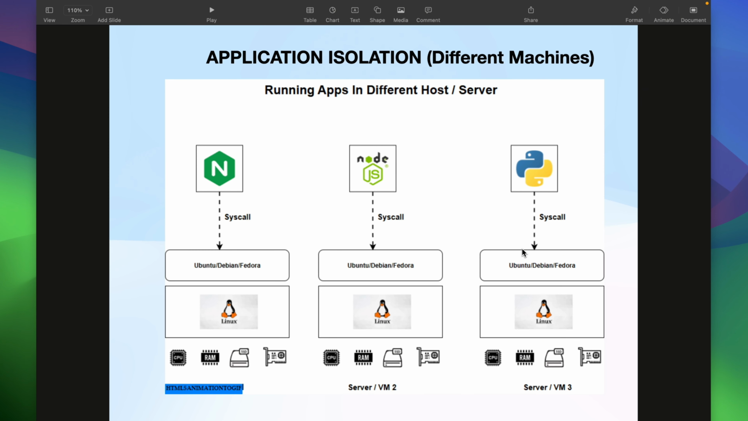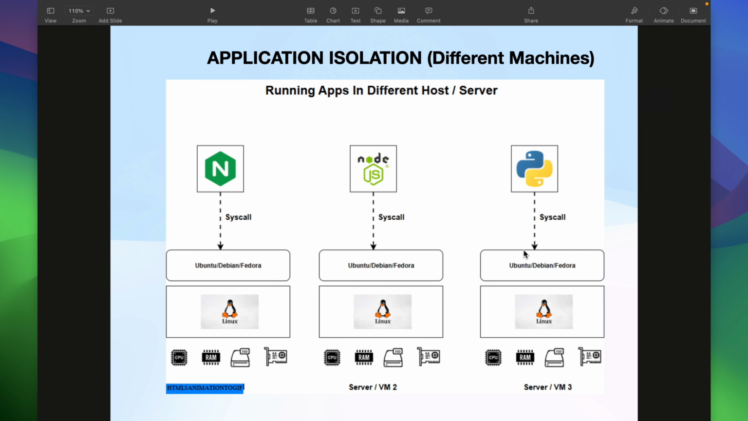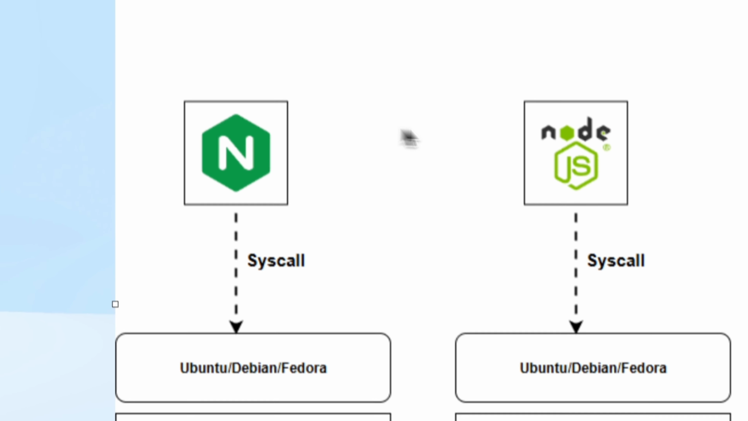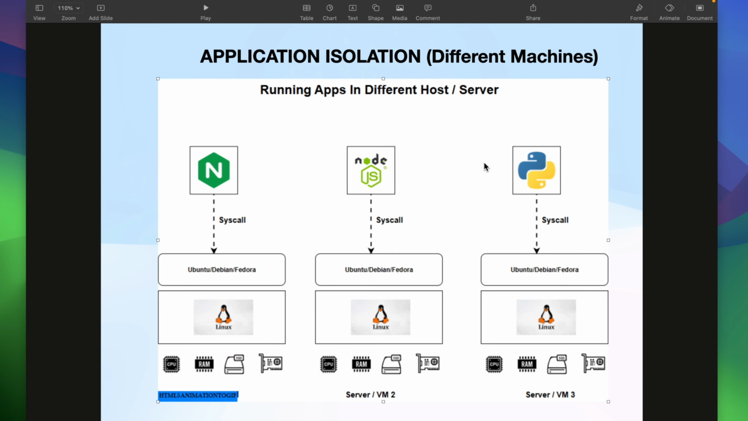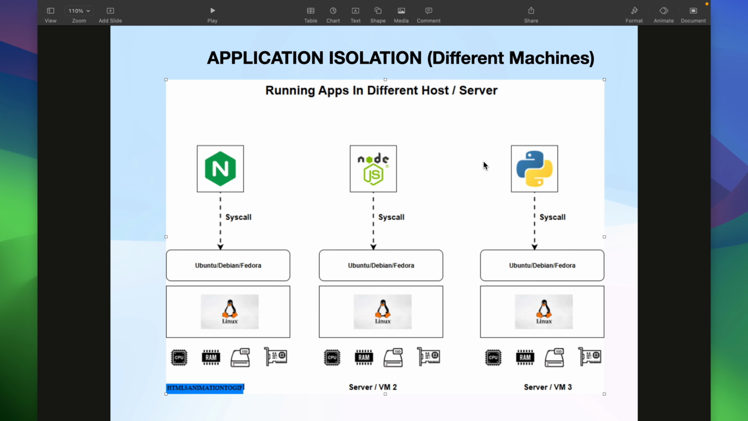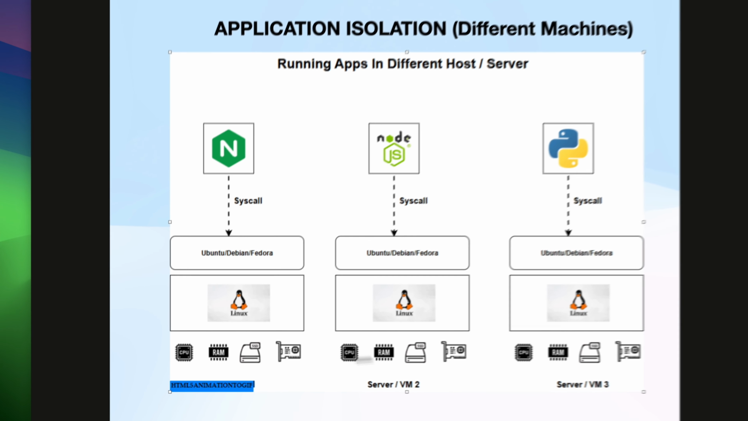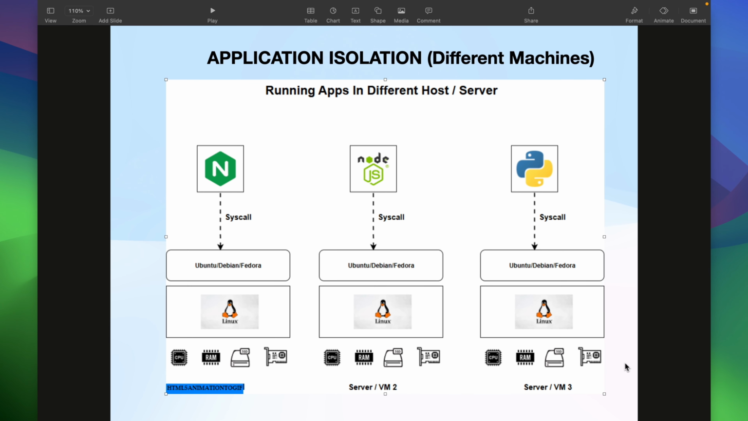Because of that, we now have another model whereby all the applications are deployed on their own separate hosts. It can be a virtual machine or bare metal; whatever the host, it's still the same principle. We now have Nginx running on its own, Node.js running on its own, and the Python application running on its own. They have their own hardware, and they can access their own memory.